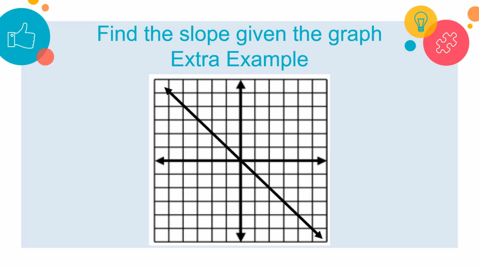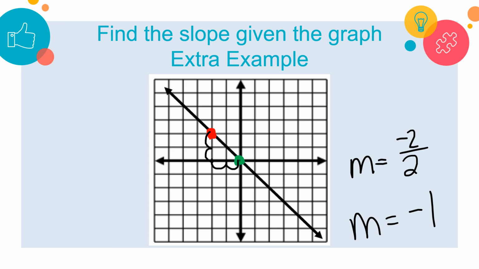Quick review, not in your notes, this is just a review. Remember, if you're finding the slope from a graph and you don't have dots, then make dots. I see I could have a perfect intersection here, and let's say a perfect intersection at the origin. Let's count our slope. I'm rising -2, I went down 2. I'm running +2 to the right. -2 divided by +2 is -1.